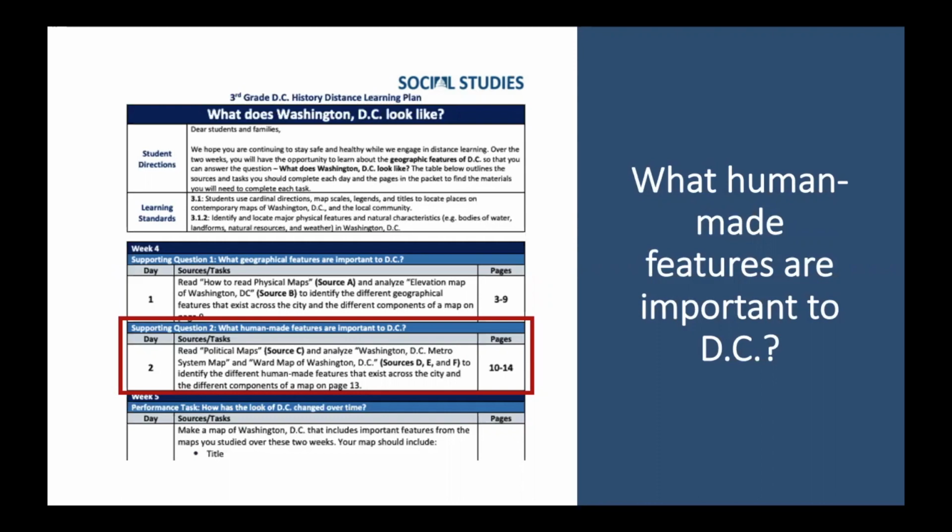Next, we are moving to supporting question 2. What human-made features are important to DC? Where we read about physical maps and see examples of maps that showcase the human-made features of DC. If you're like me here, you're going to be surprised by how familiar many of the examples are. To respond to the supporting question, please answer the questions on page 14.